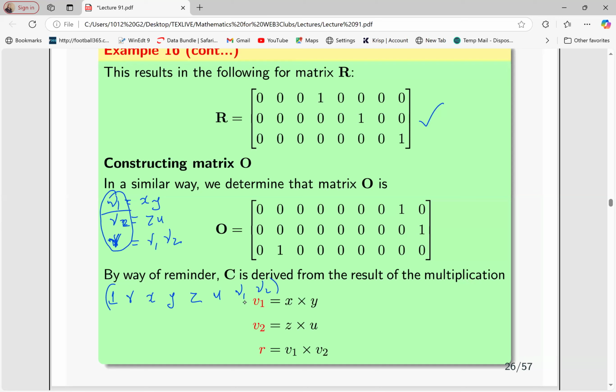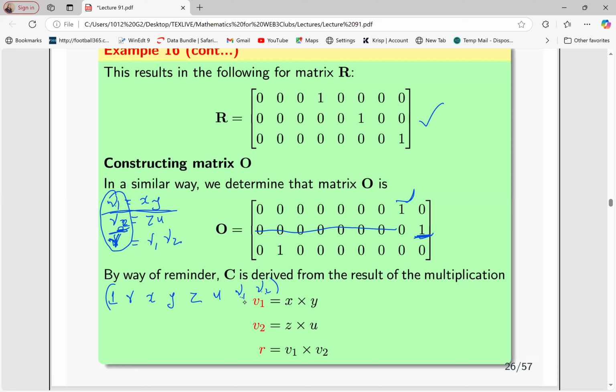Let's consider the first row. The output was V1. So where V1 is, it becomes a 1, the rest will be zeros. So you can see a 1, the rest are zeros. At the second row, the output was V2. So everything else will be 0, but V2 will be 1. So you can see V2 is 1, and everything else are zeros.